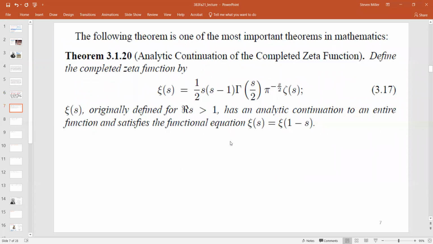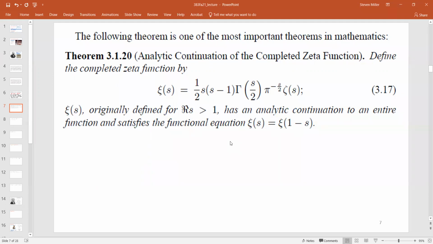So the following is one of the most important theorems ever. It gives us the analytic continuation of the Riemann zeta function. It gives us a function that's defined basically everywhere with a simple pole at s equals 1. It basically says take the zeta function and multiply by this factor, and then you get the completed zeta function. There are a couple of different ways to define the completed zeta function, and depending on which book, you might have a slightly different definition.